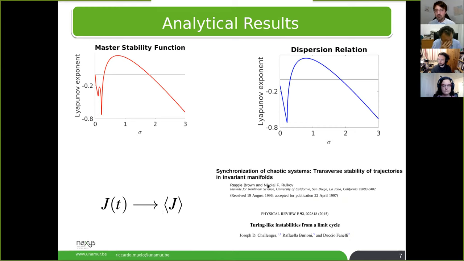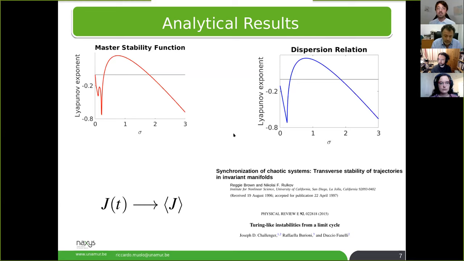And this approximation was studied by Brown and Rulkoff and then by the group of Duccio Fanelli in Florence. Now, having this stable state that is a fixed point, we can compute the master stability function analytically. Usually in the literature, in this framework it is called the dispersion relation, but it's a master stability function. So from a non-autonomous system, we have an autonomous system that is way easier to study.